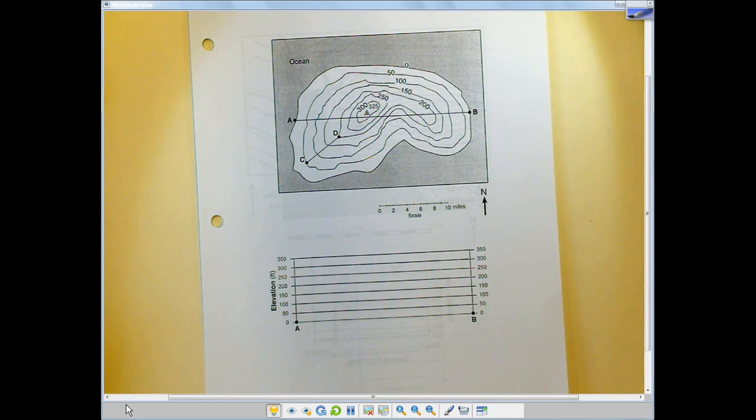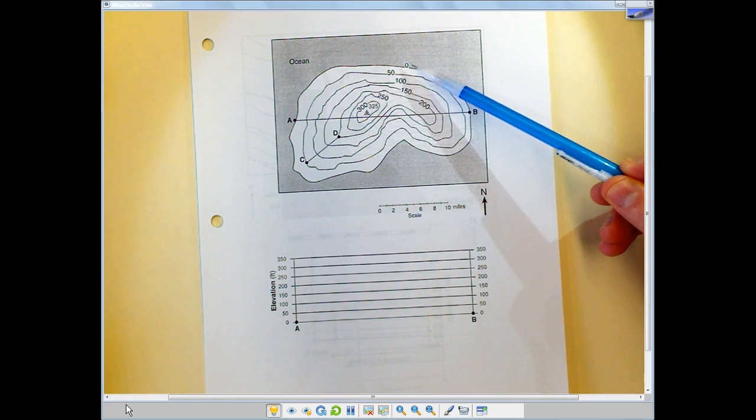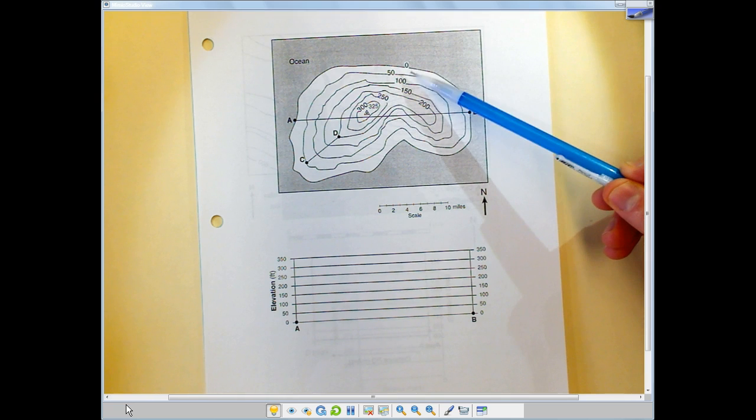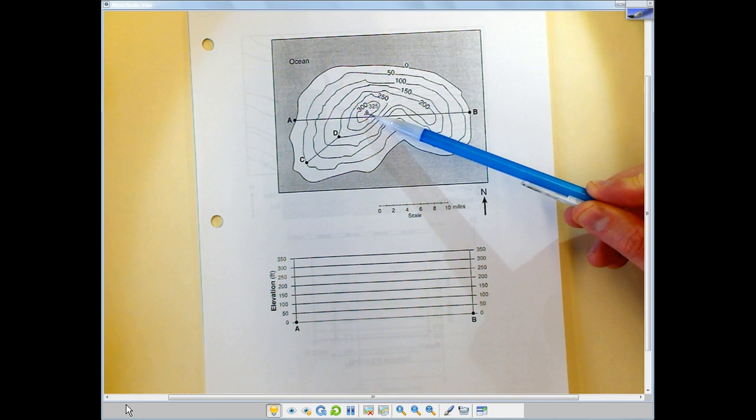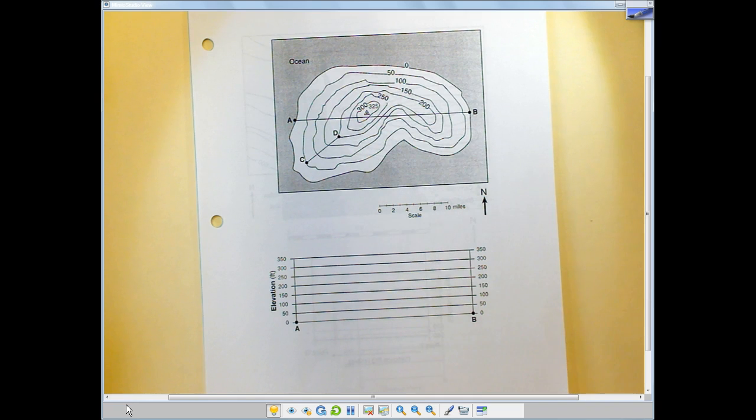you see a map. All around you have the ocean. Right over here we have 0, sea level, 50, 100, 150, 200, 250, 300, and the peak is at 325. That's the benchmark. So this is asking you to draw the contour profile from A to B. So currently you're looking at the overhead view of this island, and they're asking you to draw the contour profile as it would look from the side.